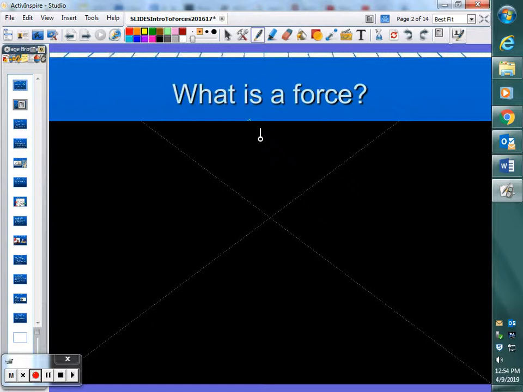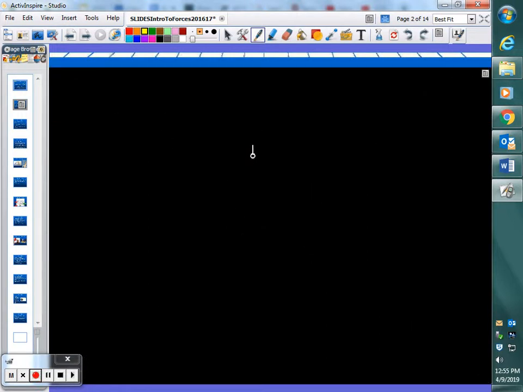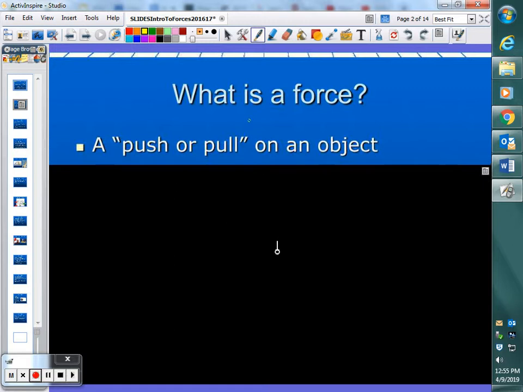So first, what is a force? If I asked you this question, a lot of you would probably give me a pretty straightforward answer based on experiences that you've had. A push or a pull on something, right? That's pretty good. So, a force is a push or a pull on an object.